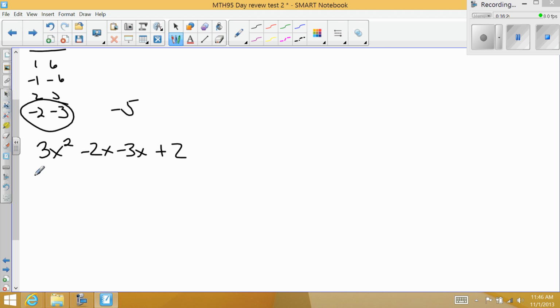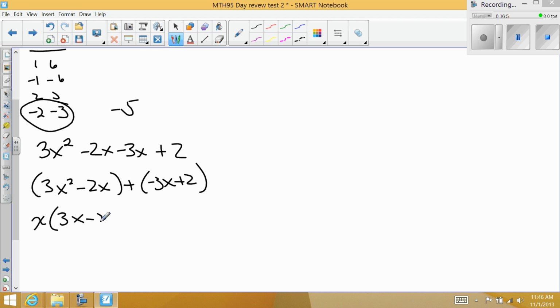So I'm going to group the first pair, 3x squared, subtract 2x. And then, just to keep track of the signs, I'm going to make this plus -3x plus 2. So looking at my first pair, I have an x common, so I'll factor out the x. That gives me 3x subtract 2.